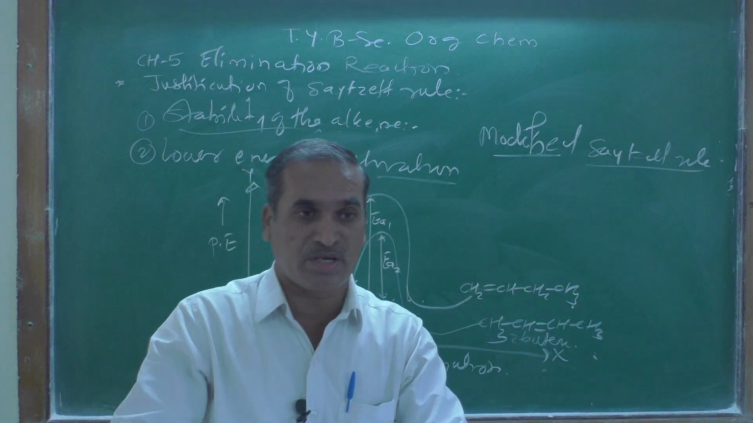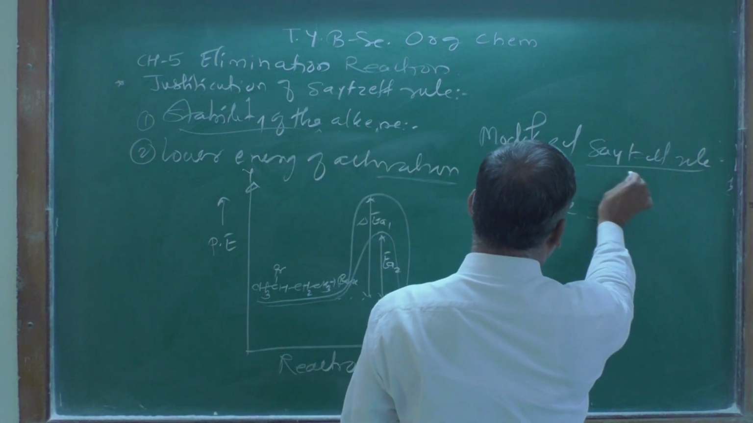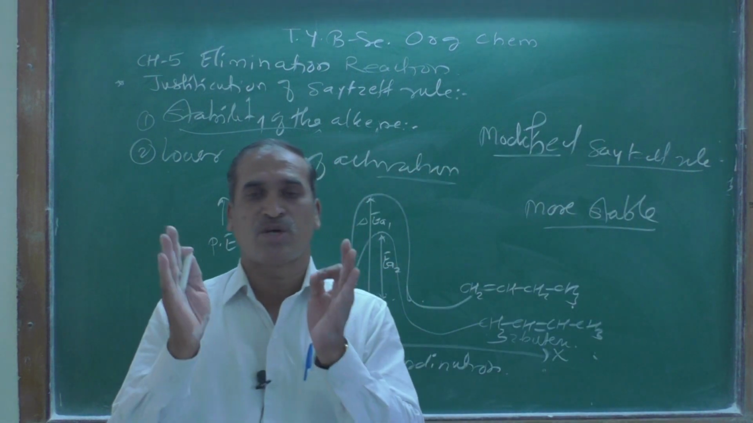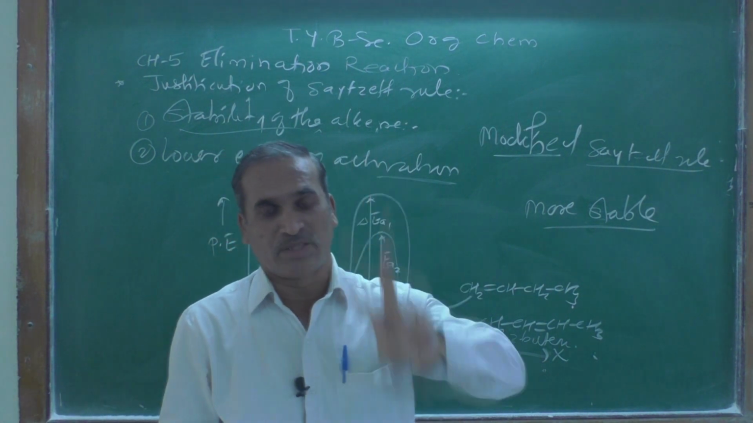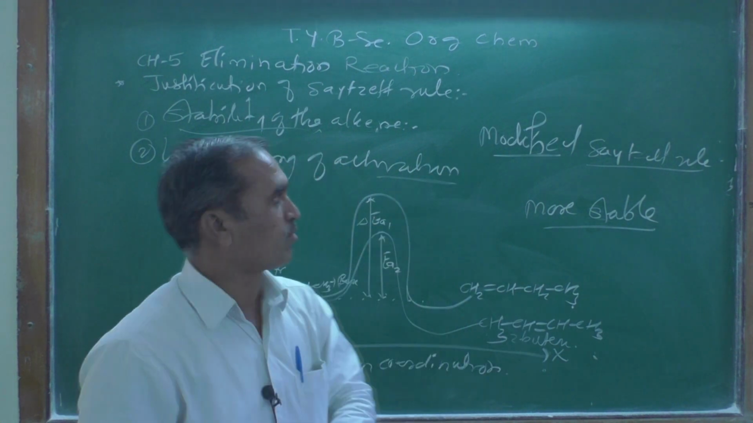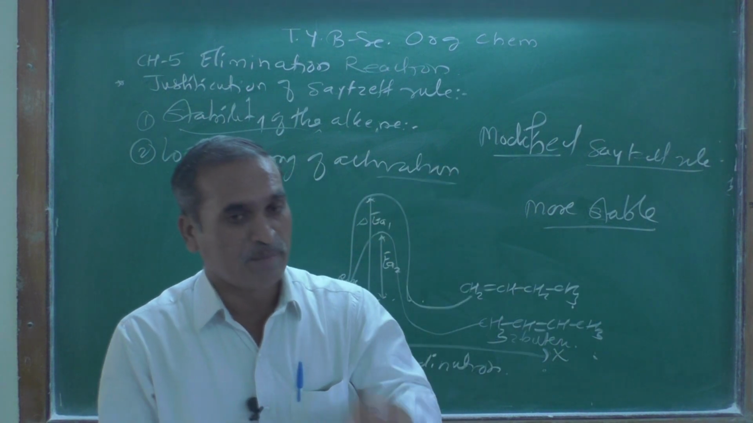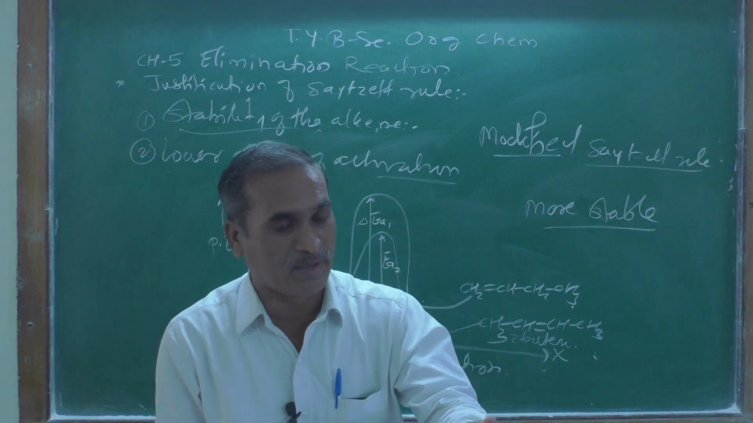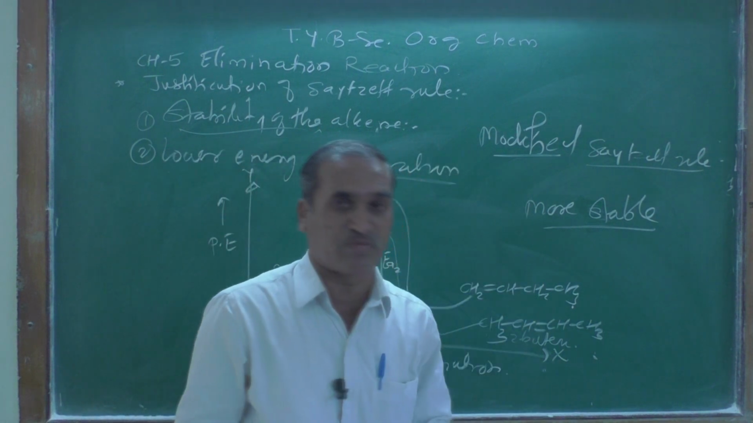In an elimination reaction, now remember here, the more stable alkene is obtained as a major product. Everything is the same, but there he used a different word. What is that word? The word is "more substituted alkene." But here, remember, the word is "more stable." It is the word in the modified CH rule.